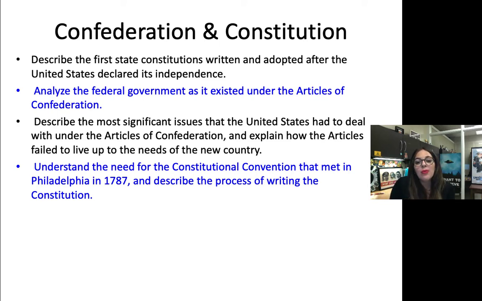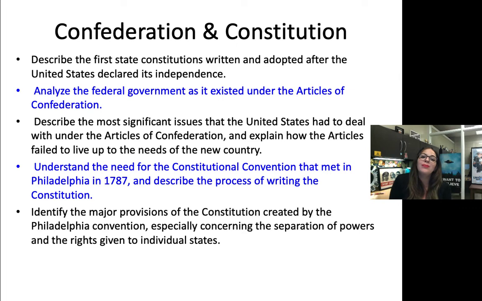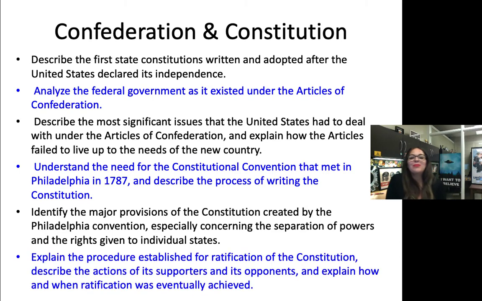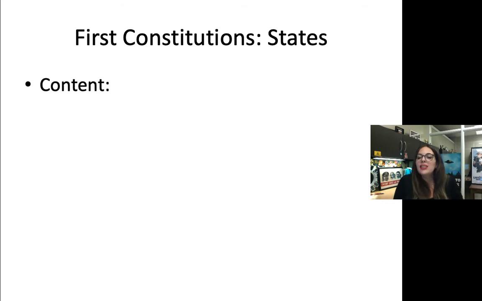We'll then move on to understanding the need for the Constitutional Convention that met in Philadelphia in 1787 and describe the process of writing the Constitution. We will also identify the major provisions of the constitutions created by the Philadelphia Convention, especially concerning the separation of powers and the rights given to individual states. Lastly, we will explain the procedure established for ratification of the Constitution, describe the actions of its supporters and its opponents, and explain how and when ratification was eventually achieved. So that's what's on the menu for today. Let's go ahead and continue with our lecture.